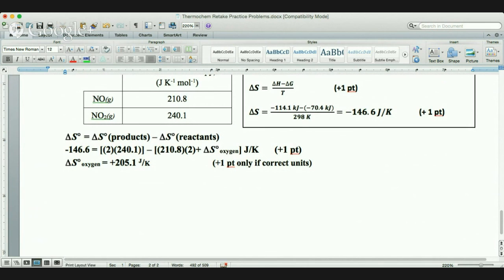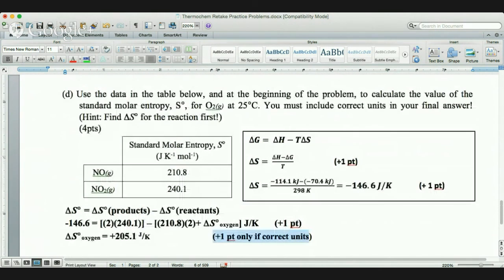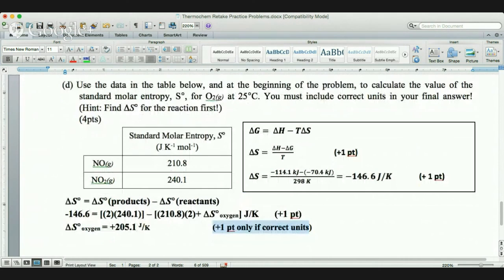And in this particular equation, if it says make sure you put units, you're only getting that final point if you include the units, okay? Now, you must include correct units in your final answer. This is a 4-point problem. Now, this is what I would say. This is the stuff you have to pay attention to for AP Chem. So if you didn't include units here on the negative 146.6, that's okay. You still get the point, okay? When it says where you have to include units, you better include units.